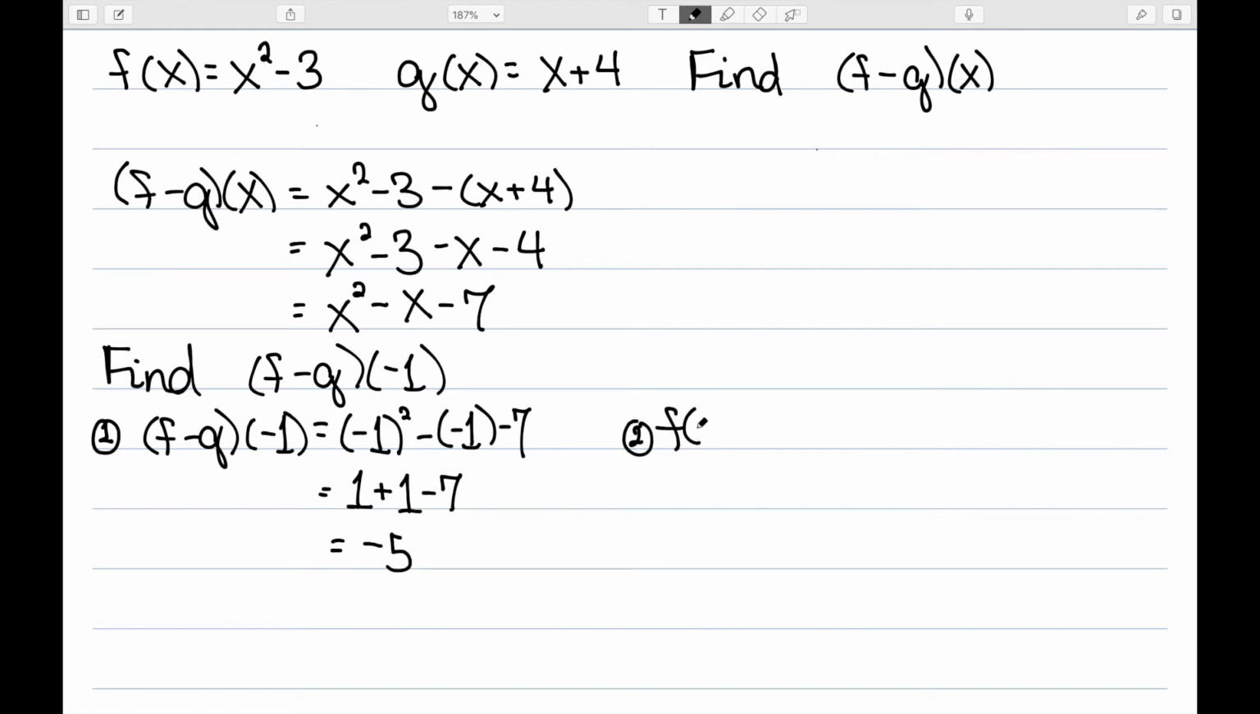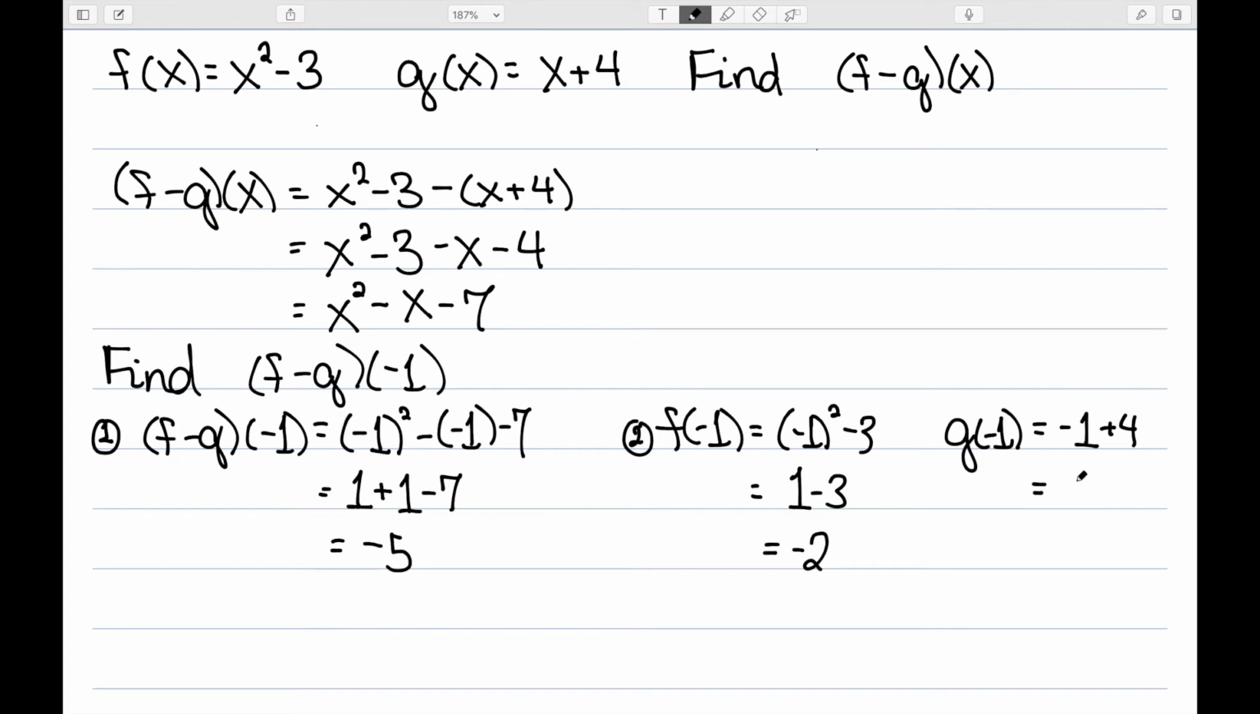The alternative way, let's start by finding f of negative 1. That would be negative 1 squared minus 3, or 1 minus 3, which is negative 2. We can then find g of negative 1. That would be negative 1 plus 4, or 3. And then to find f minus g, we would need to subtract these. Negative 2 minus 3 is equal to negative 5.